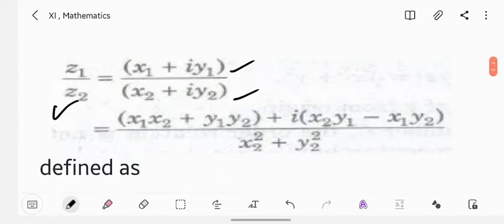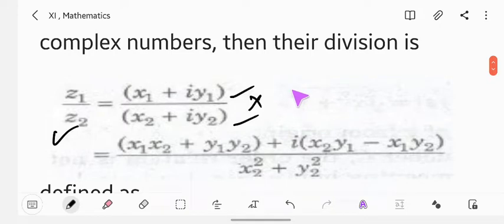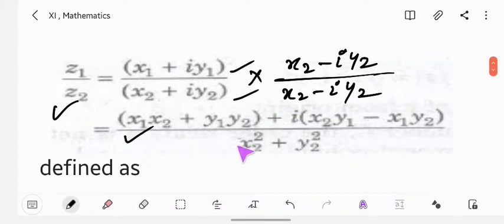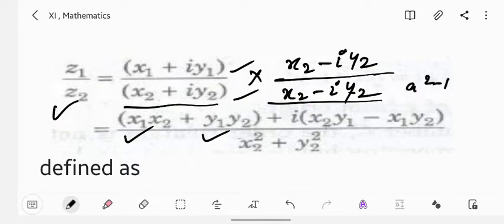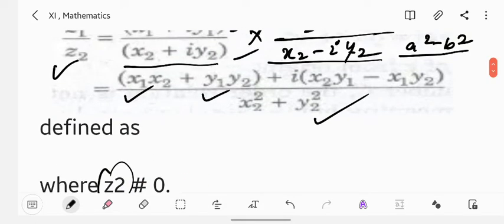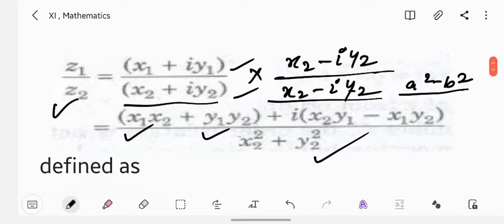Here if you see what exactly has been done, if you multiply this by x2 minus iy2 over x2 minus iy2, the result is x1 x2 plus y1 y2 plus i times x2 y1 minus x1 y2, upon, this is a plus b and a minus b, so this becomes a square minus b square, the identity. So that becomes x2 square plus y2 square. So remember here Z2 needs to be not equal to 0. If it is equal to 0, then the result will be undefined.